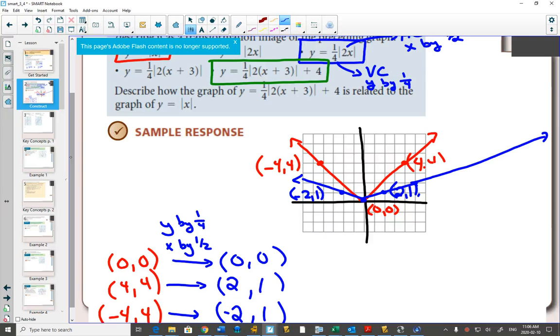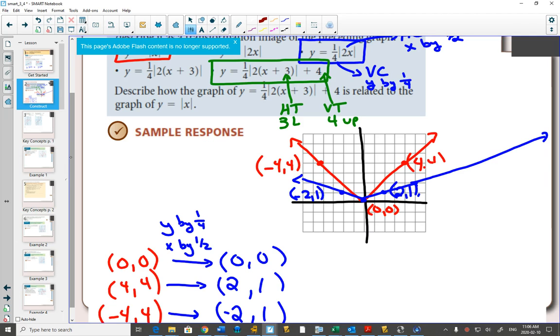Okay, so that was what we did in 3.3. The green is what we're going to be adding today. Well, can you see that the green is just the blue one, but now we've gone 3 to the left, right? This is going to be a horizontal translation 3 to the left, and this is a vertical translation 4 up.